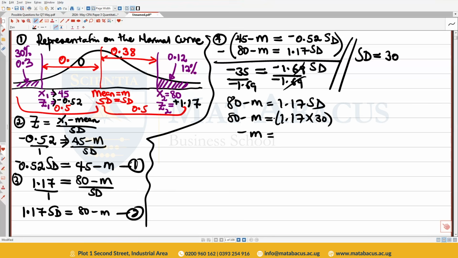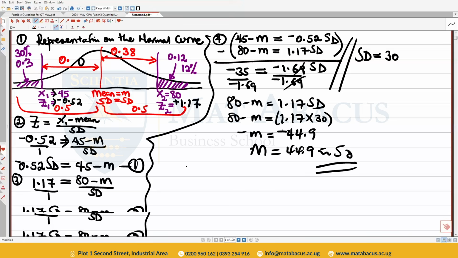1.17 times 30, then minus 80, negative 44.9, negative 44.9. So our M is negative 44.9. Our M is equal to 44.9, which is approximately 50. Let's do the double check so that we are sure there are no mistakes one by one.